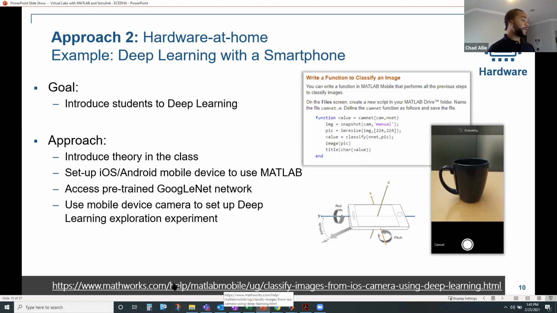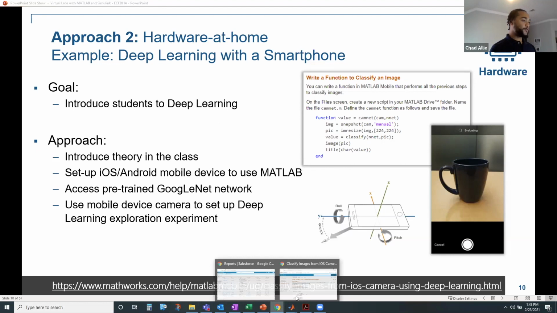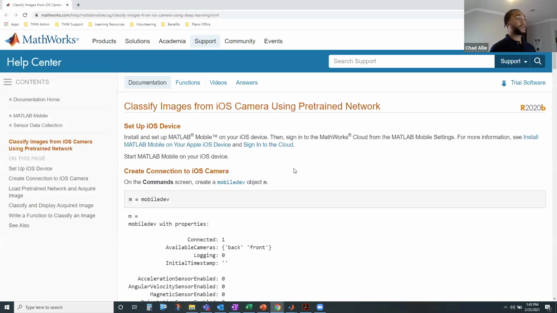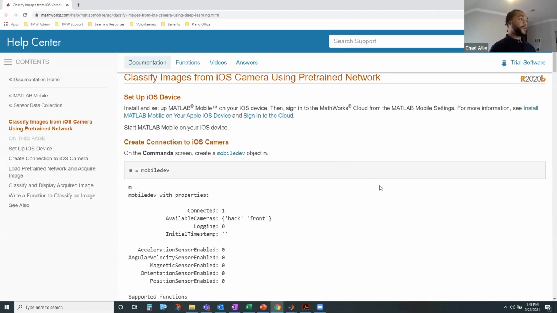I'm not using the hardware today, but what I am going to show you is a specific example directly from our website that contains the process to run this example. Now, I know we're talking about deep learning because that's specific to this example. However, you may not be teaching deep learning, you might be teaching something else specific to your course. So let's not focus so much on the deep learning aspect, but more on the hardware aspect and what you can do with that hardware.